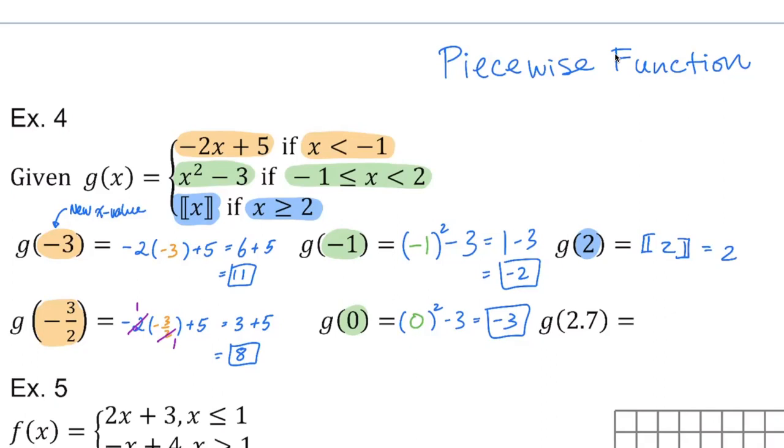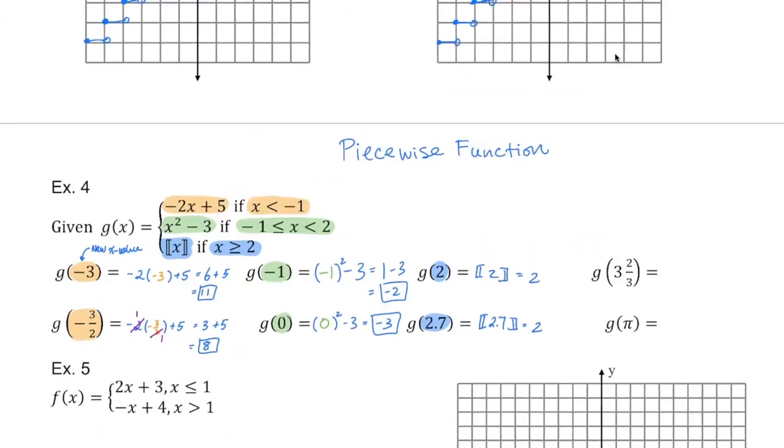What about the next one? G of 2.7. It's greater than 2, so it's got to be the step function. Step function of 2.7 is equal to 2. I hope you agree with me that it's pretty easy. Just be cognizant of what you're reading and aware of the notation. If you are good with notation, it's super duper easy.